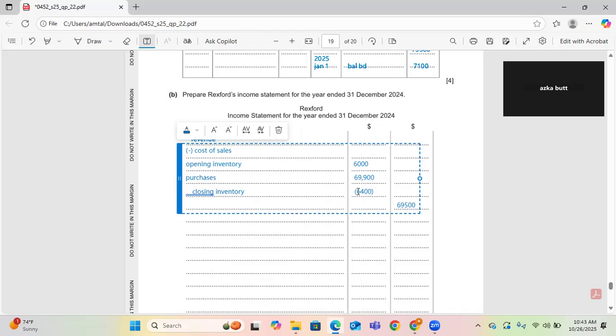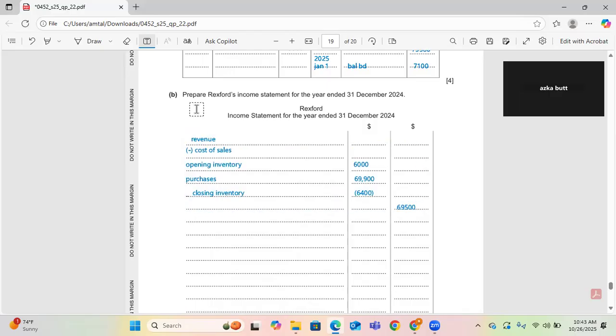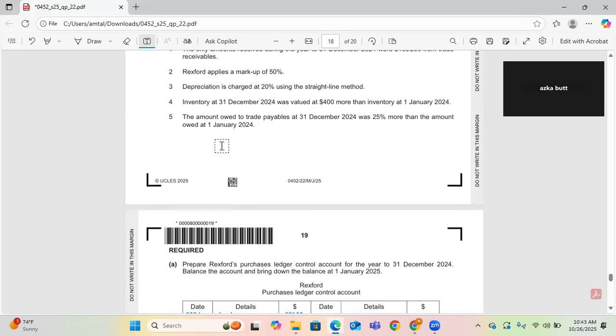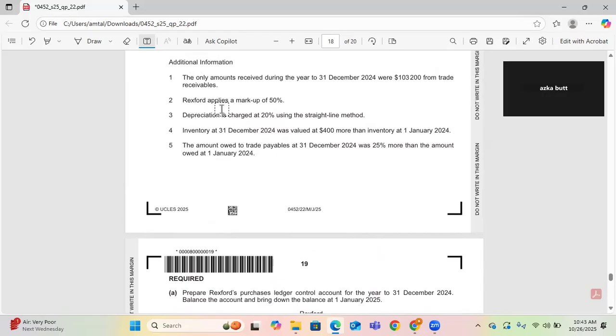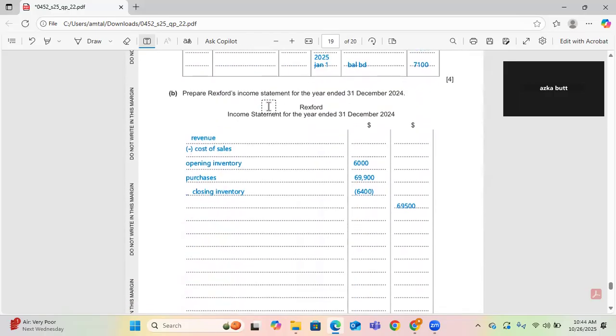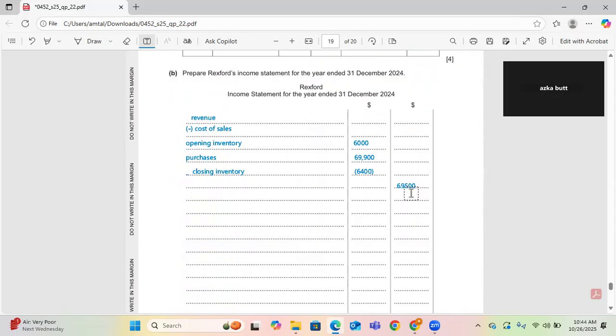Okay, so the cost of sale. For finding out the gross profit, first of all, we have to know the revenue. If you can see here, Rexford applies a markup of 50%. So what does it mean? It means that whatever the GP we have, this is 50% of the cost of sales. If I multiply this cost of sale with 50%, I'll get the GP.